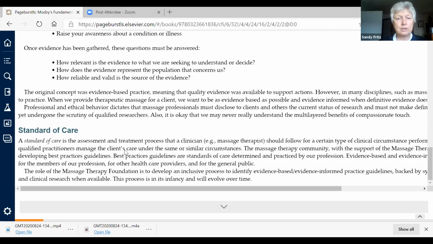The other thing we have to look at with all of this is, what is a standard of care? Under normal circumstances, what would most massage therapists do? And we don't have very good guidelines around that. But if you're too far off on the fringes on things, then you're probably not within an acceptable standard of care.